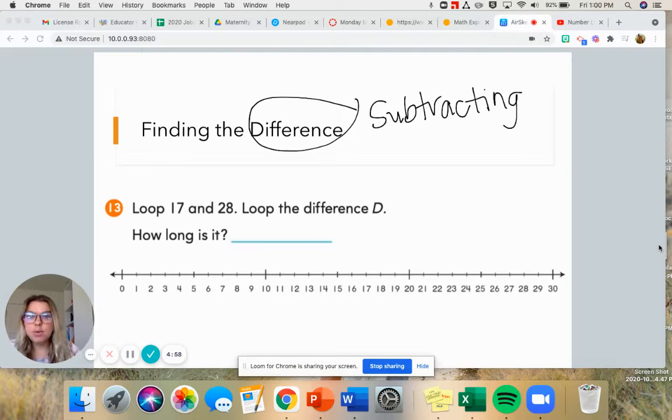Okay, so now we know the parts of the number line and we know the word difference. We're just going to start working through the problem. So right here, it says loop 17 and 28. So we're just going to go for it and loop those numbers.